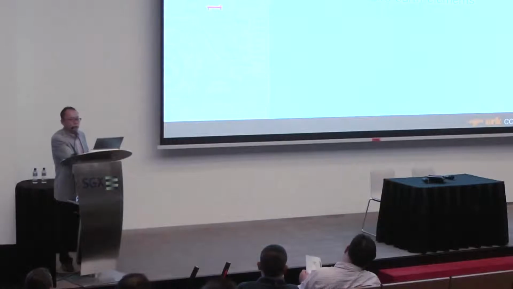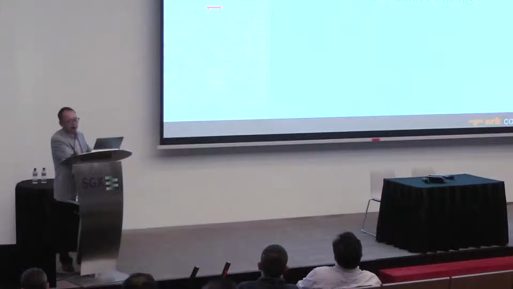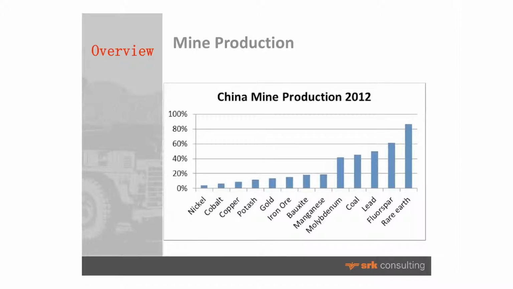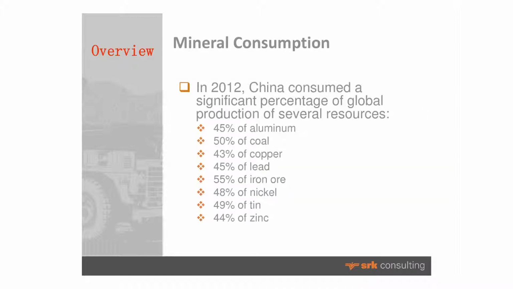China actually is the world's leading producer of moly, coal, lead, fluorspar, and rare earths. If you look at this graph here as well, we produce well over 40% of the commodities there. You see the moly, coal, lead, fluorspar, and for the rare earths, actually, we produce more than 80%. That's really phenomenal.